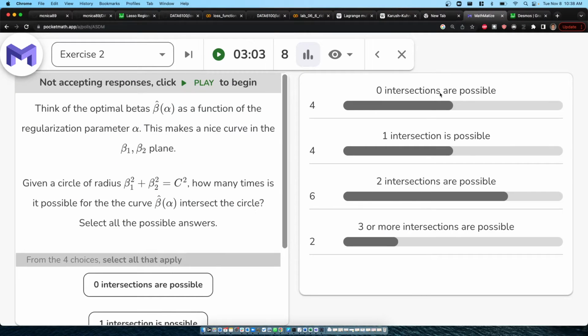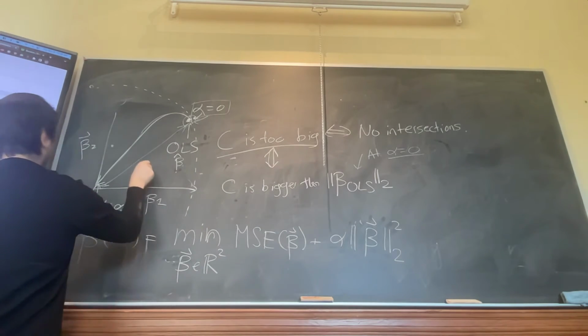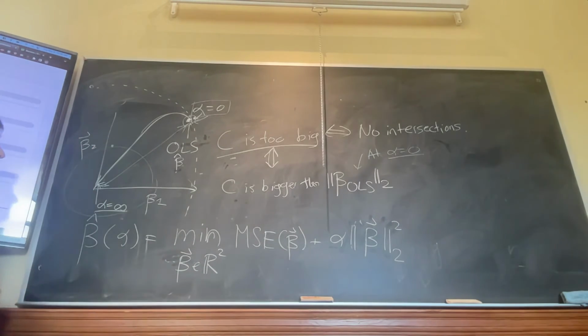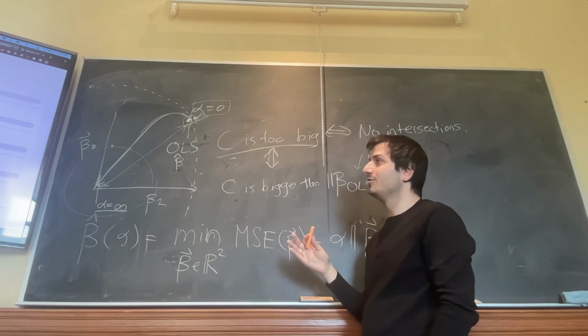Let's look at the other answers. So 4 people said 1 intersection is possible. And I think, again, if you just look at our example, it often has 1 intersection. So if you draw a circle of a different radius, let's pick a different color here, if you draw a circle like that, of smaller radius, in the example we did, it seems to have 1 intersection. So I think 1 is possible, just from the example we did.